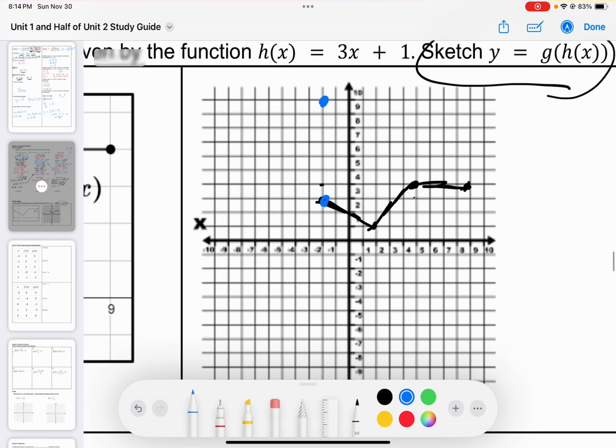All right, now this output right here is 1. So I'm going to multiply this by 3. 1 times 3 is 3. Then I'm going to add 1. So that ends at 4. 1, 2, 3, 4. 4 is right here.